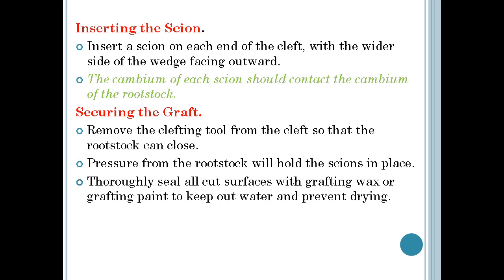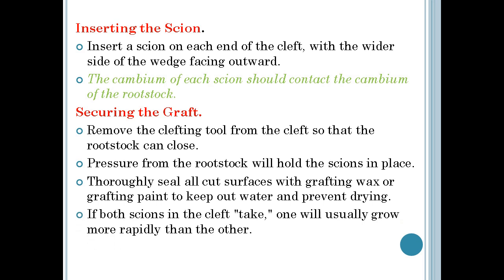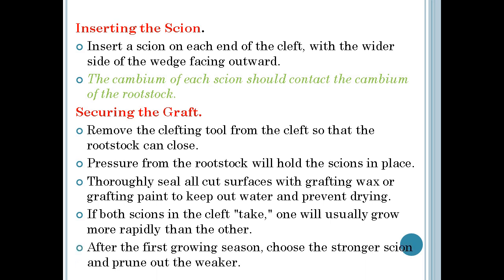Thoroughly seal all cut surfaces with grafting wax or grafting paint to keep out water and prevent drying. If both scions in the cleft take, one will usually grow more rapidly than the other. After the first growing season, choose the stronger scion and prune out the weaker.